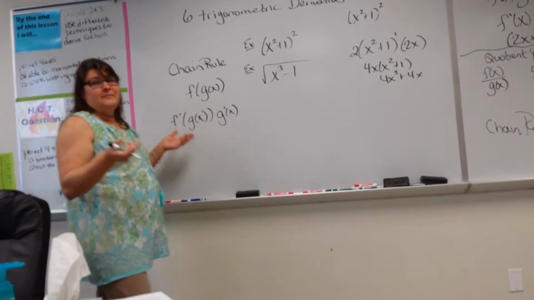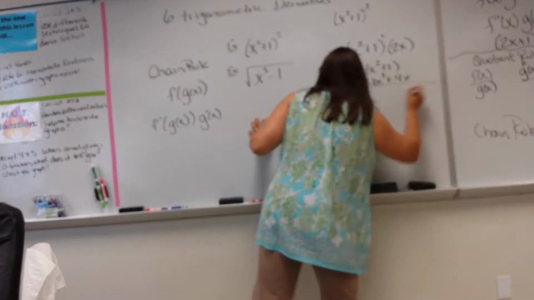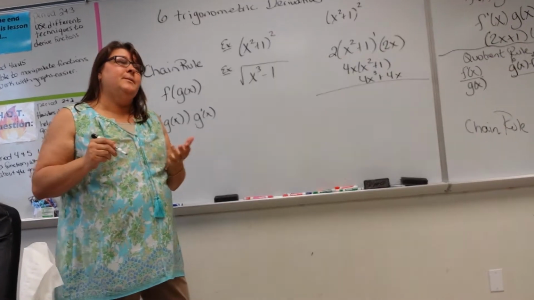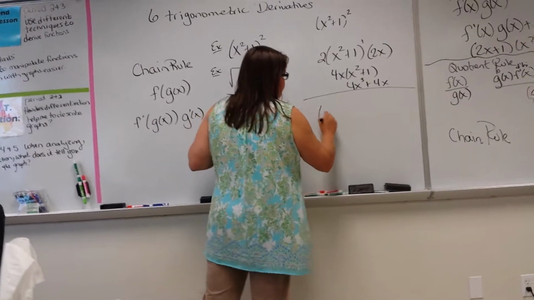Well, okay, that's easy enough. Now, what about this guy? First of all, I would rewrite it. Instead of a square root, I would write it to the 1/3 or 1/2.